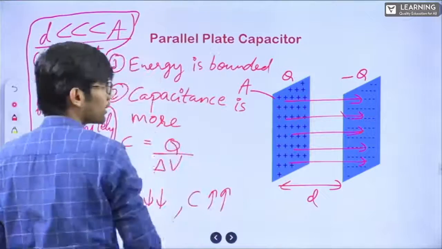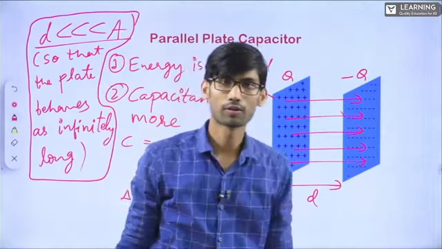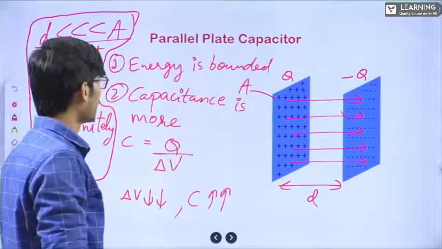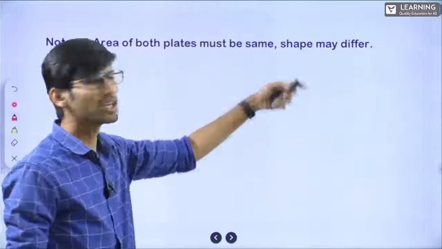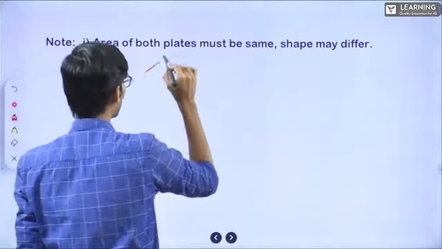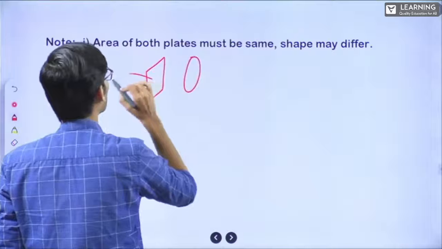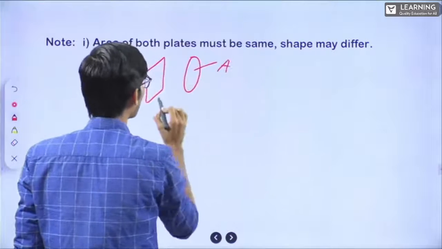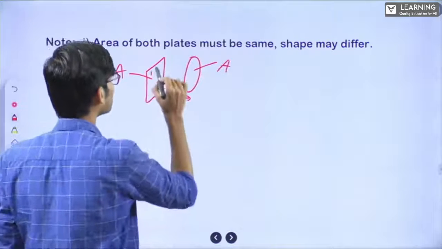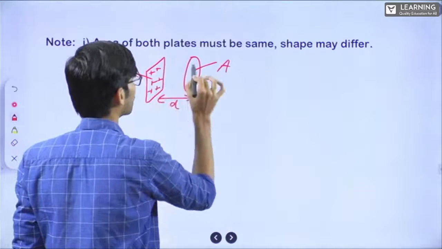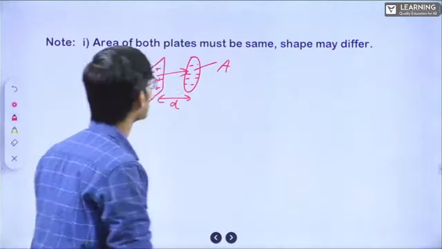Fine, that's why we keep this D very small compared to A. Okay. Now notice the area of both plates must be the same. Shape may differ. Suppose one is a rectangular plate, another can be a circular plate, not a problem. If the area is A for both, this can happen, because anyways the electric field lines will be like this.